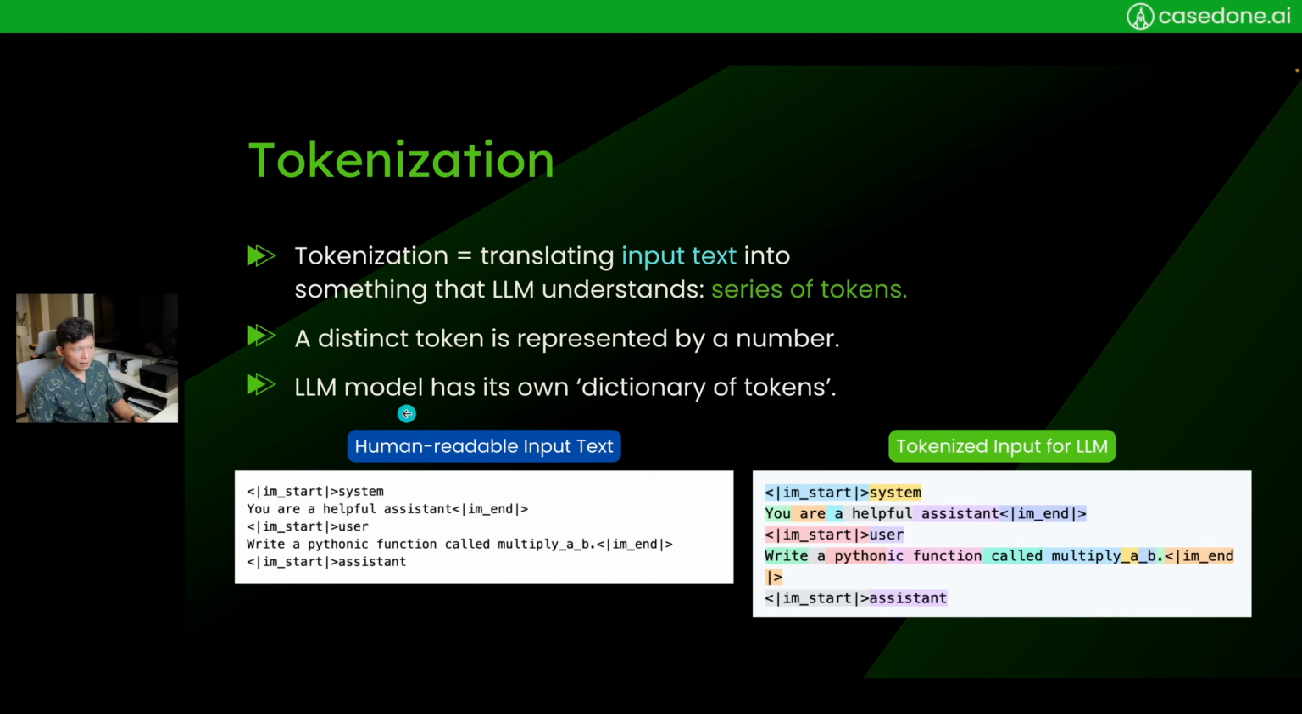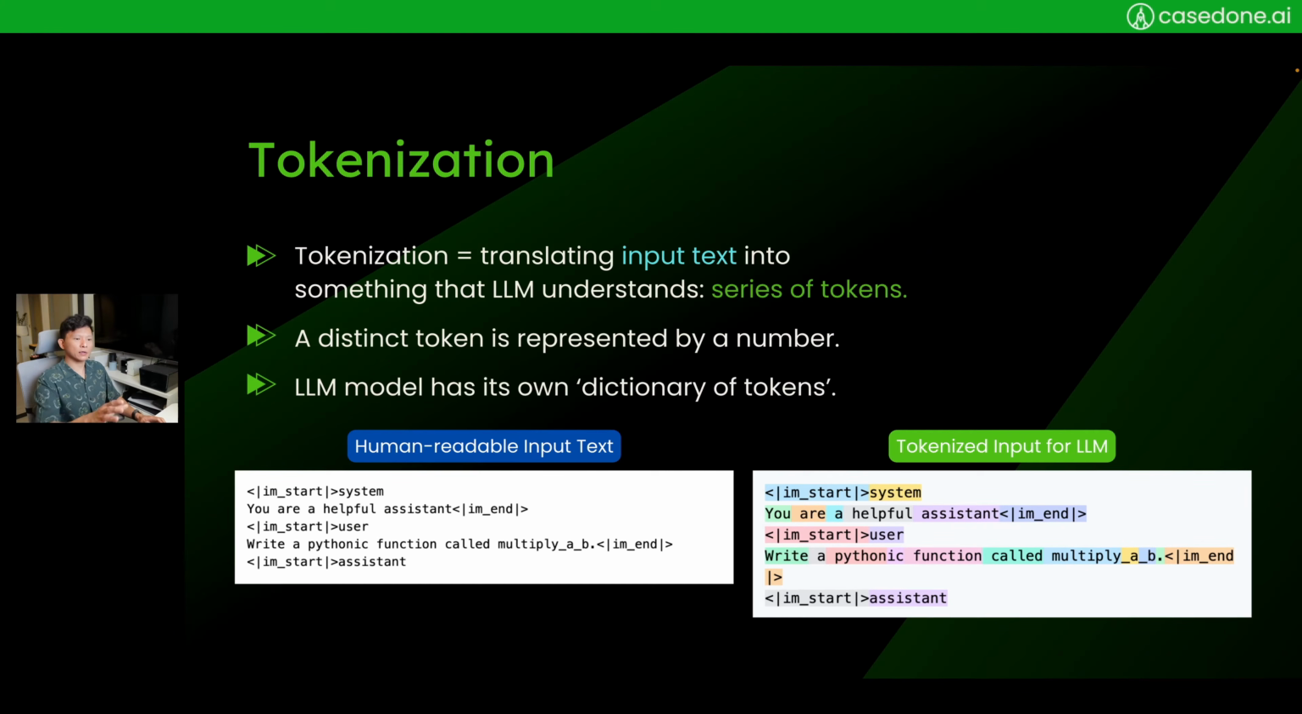As a concrete example, this is human readable text, right? This is a token for starting the message. This is the system: you are a helpful assistant. Then a newline. Start user: write a Pythonic function called multiply A by B, newline. So this is the human readable input text, and I just highlight each token as it's been tokenized for you, right? This is one token that the LLM will see. This is another token. So you will see these are the tokens.